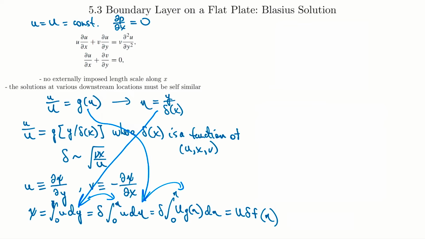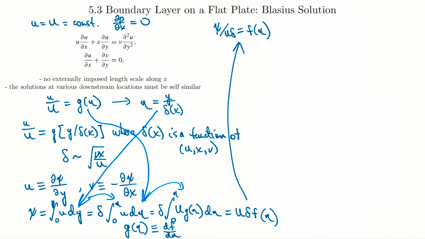where we have defined this g function, b df d eta. So therefore, the similarity form of our stream function is this. Just sort of rearranging that, which tells us that the scale for the stream function is proportional to the local flow rate, u times delta.